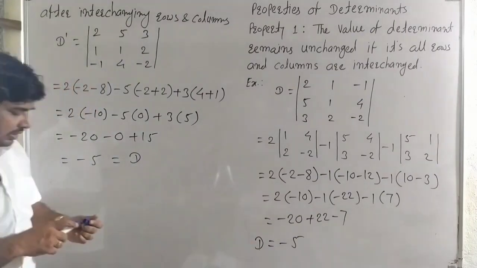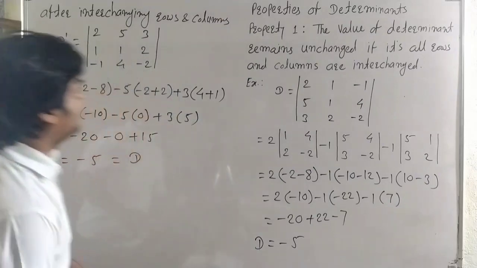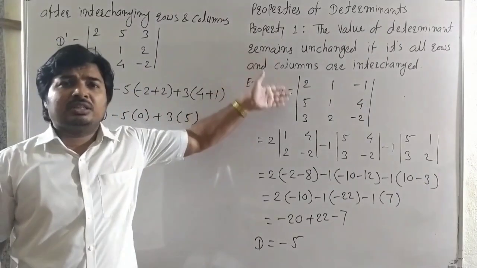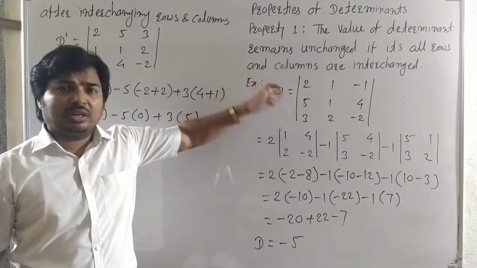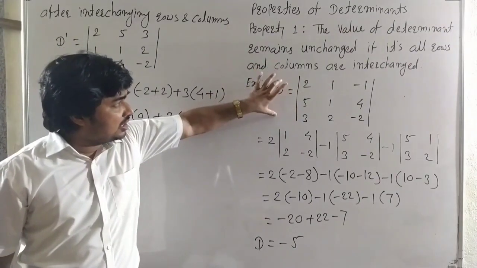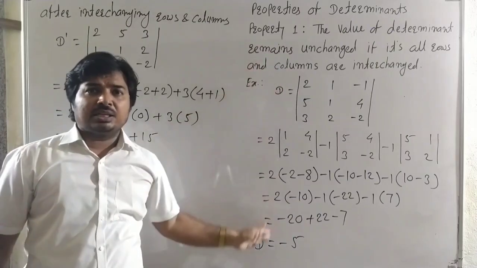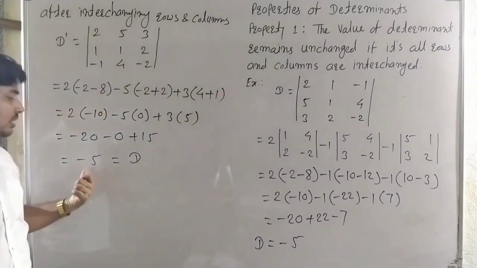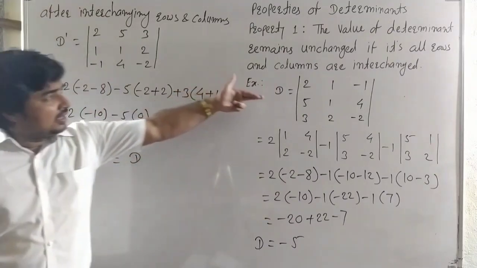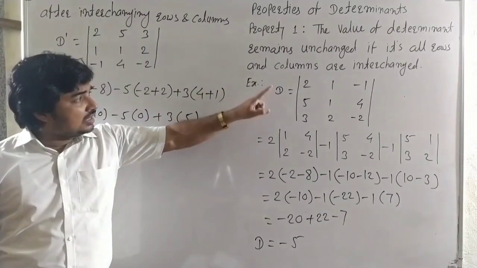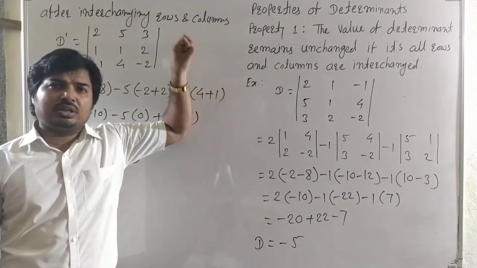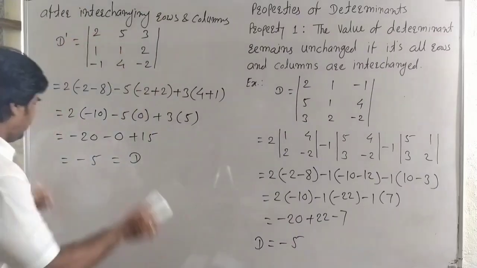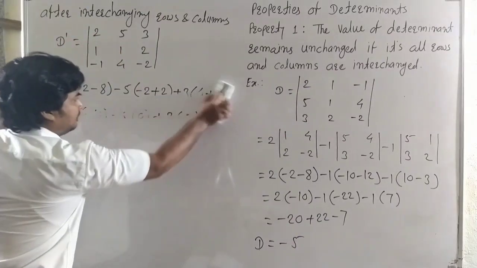Okay, now we can see the second property. Here you can also verify by taking another example. In the textbook or any example, we can take any determinant first, find the determinant, and interchange rows and columns of that determinant, then the value remains unchanged. Check this for homework. We can take any determinant and check the property first. Now we can take the second property.